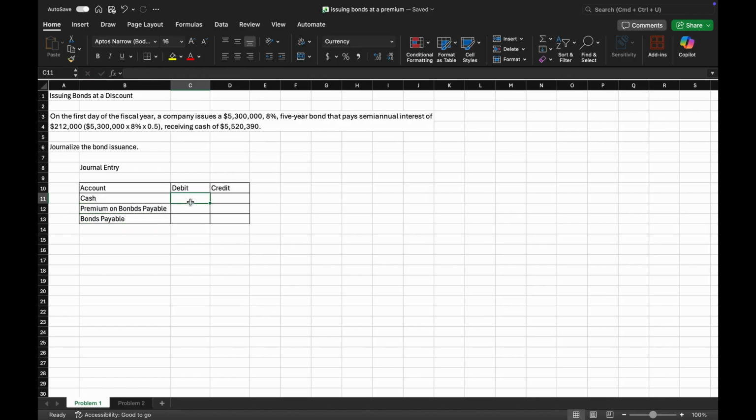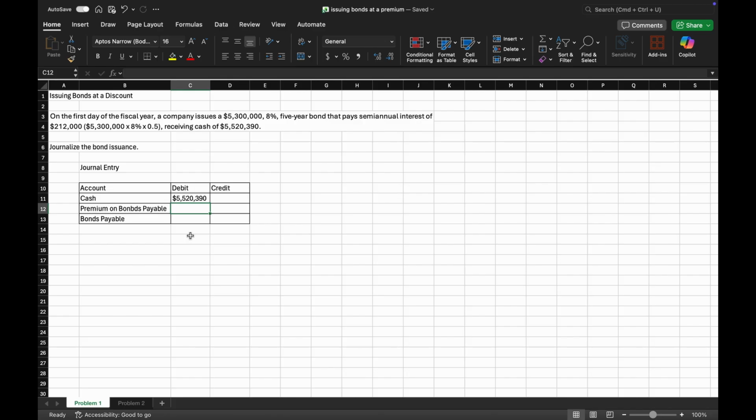So firstly, cash. It is being affected as the company is receiving a payment for the bond from the investor, meaning the cash account is going up and as such must be debited. We know from the problem that the company is receiving cash of $5,520,390, so let's put that as the debit to the cash account. $5,520,390.